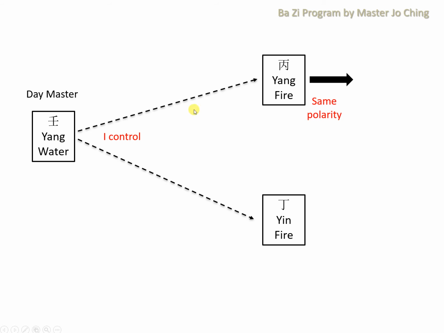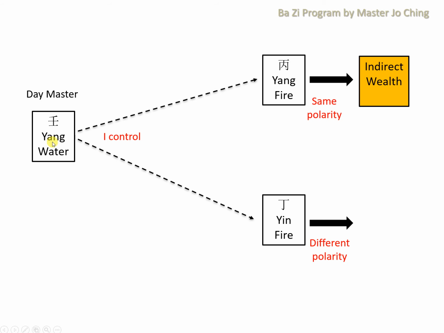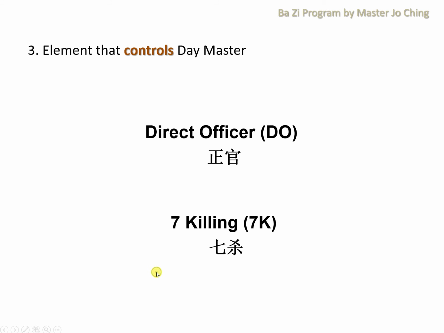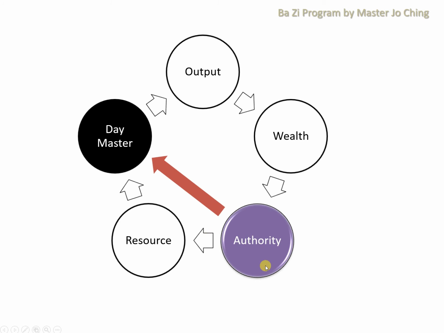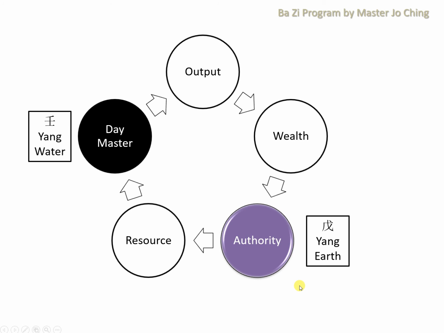So if I'm Yang water, I see another Yang fire, it is known as the same polarity, Indirect Wealth. If I'm Yang water, I see a Yin fire, different polarity, it gives rise to a Direct Wealth star. Next, we look at the element that controls back the day master. It is your authority star. Authority star can be either Direct Officer or Seven Killings. Authority star controls me, the day master. So I'm Yang water, and there are two types of earth, because earth will definitely control water.